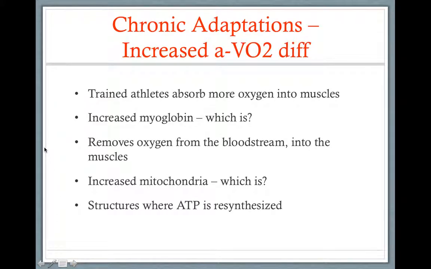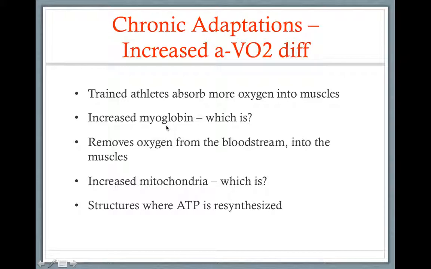Chronic adaptations: increased uptake, VO2 diff. That's our arteriovenous difference. Trained athletes absorb more oxygen into the muscles. Why? Because of the increased myoglobin that we spoke about a few slides back. Not only is there more oxygen floating around the body when we become fitter as a result of our chronic adaptations, there's more oxygen because there's more blood, but there's more myoglobin taking that oxygen out of the bloodstream into the muscles.